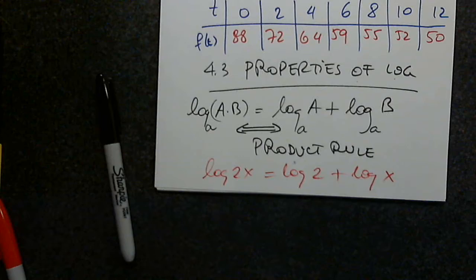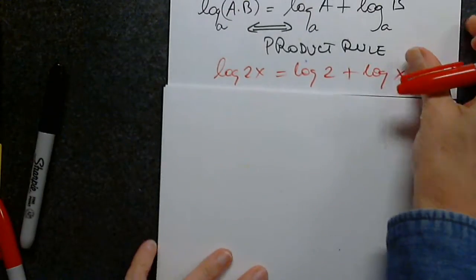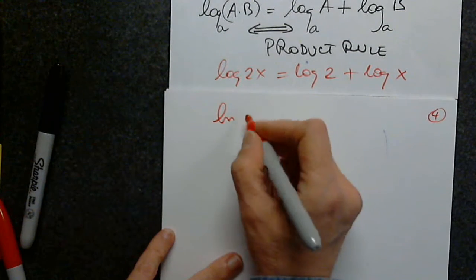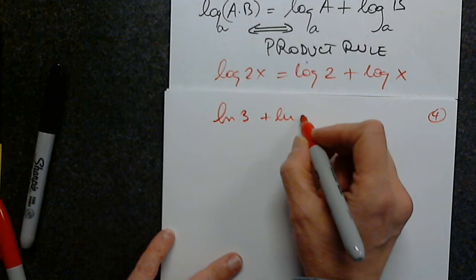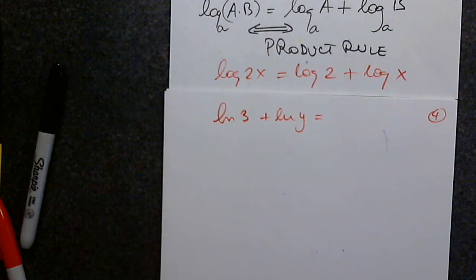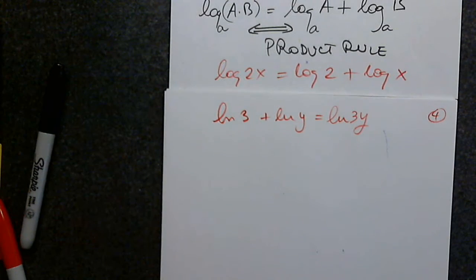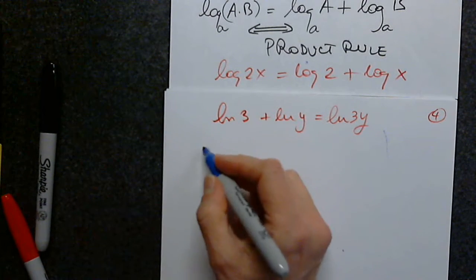So let's also look at an example going backwards. Let's say I have natural log of 3 plus natural log of y. What can I change it into? Natural log of 3y. Exactly. So this is a property that no other function has. It's called the product rule. Awesome. Now let's look at the next one.